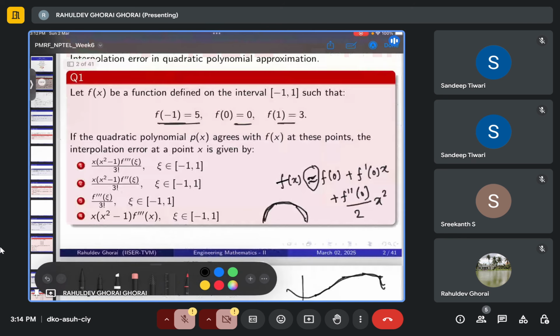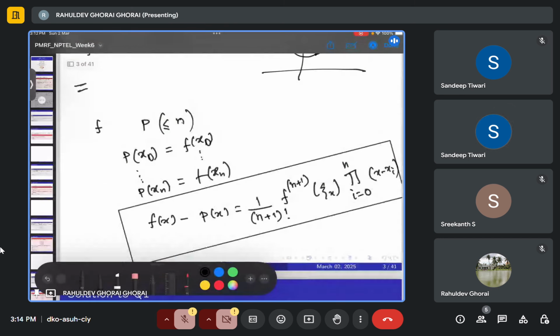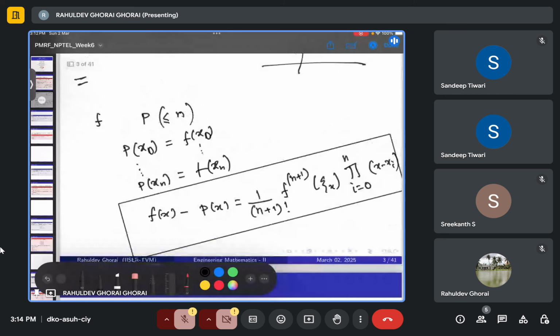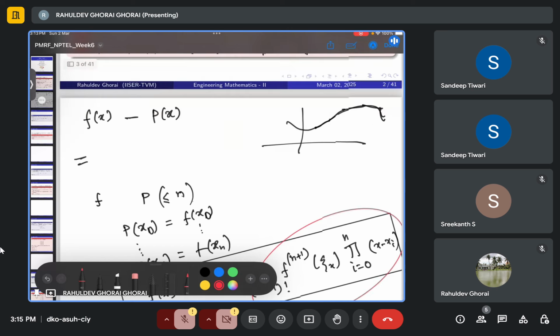So in this case, what is given? The polynomial is quadratic, right? Quadratic polynomial. So in this case, n equals 2. When you put n equal to 2, they're mainly asking about this quantity. What is this quantity? These four things look like this only.